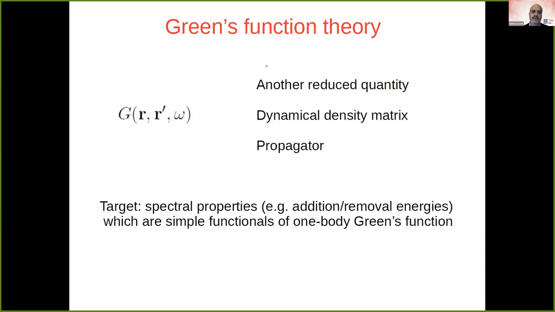Why do we use Green's functions? The reason is that we want to target spectral properties like addition and removal energies, band gaps that are measured in photoemission, that are not known functionals of the density, but they are simple functionals of the one-body Green's function. So if you are able to calculate the Green's function, you have access directly to these properties, to the band structure, contrary to the case of Kohn-Sham DFT.